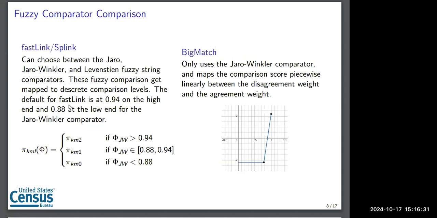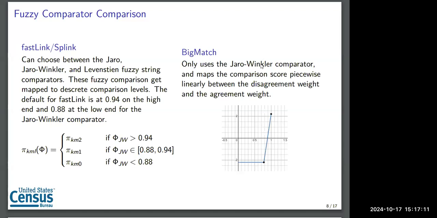And as I was saying, fastLink's default is to have these 3 levels of either full disagreement, somewhat similar, or very similar. And those thresholds are set based off of the string comparator fuzzy score. So for string comparisons that are less than 0.88, it lands in the disagreement probability, versus between 0.88 and 0.94, it'll be given that partial level probability of agreement. And then if the fuzzy string comparison is greater than 0.94, then it gets that full agreement probability. This is different from how BigMatch does it.